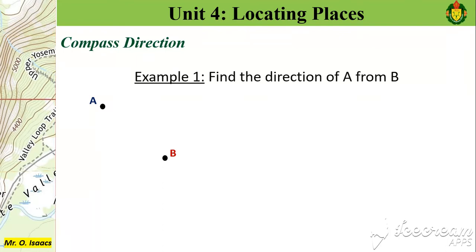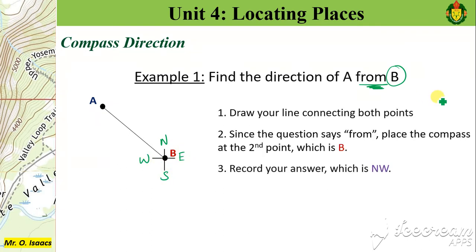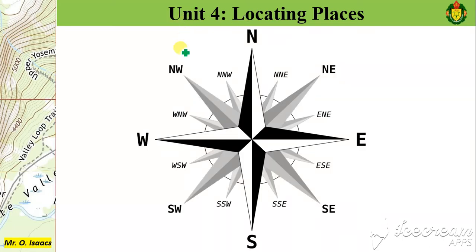Let's look at this example. Find the direction of A from B. It says from. So in this case, you know that you're going to be drawing your compass at B, which is the second point. So we have the points A and B. We draw a line to connect both. Then we draw our compass at B. Based on the 16-point compass, what direction does this look like? It seems like it's between north and west, right? So in this case, we can say that the answer would be northwest. As we can see here, that line is going in between north and west.